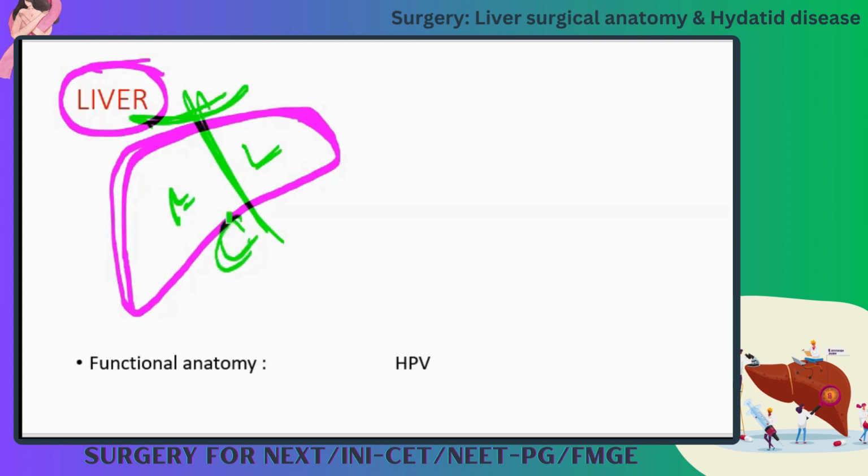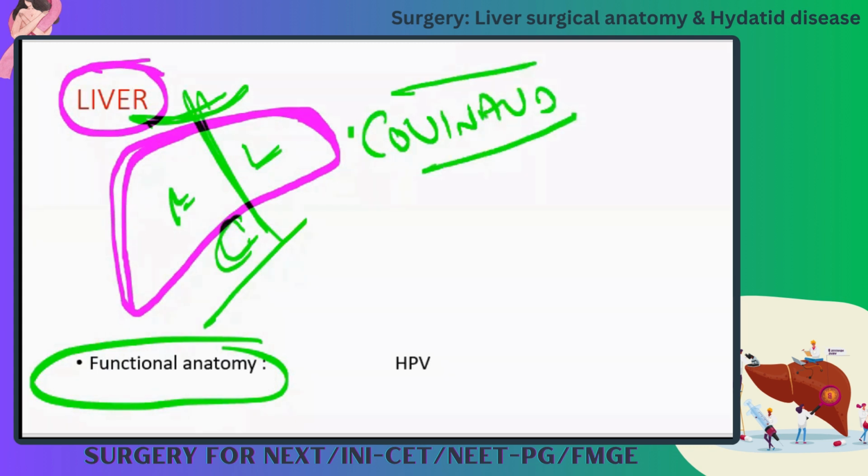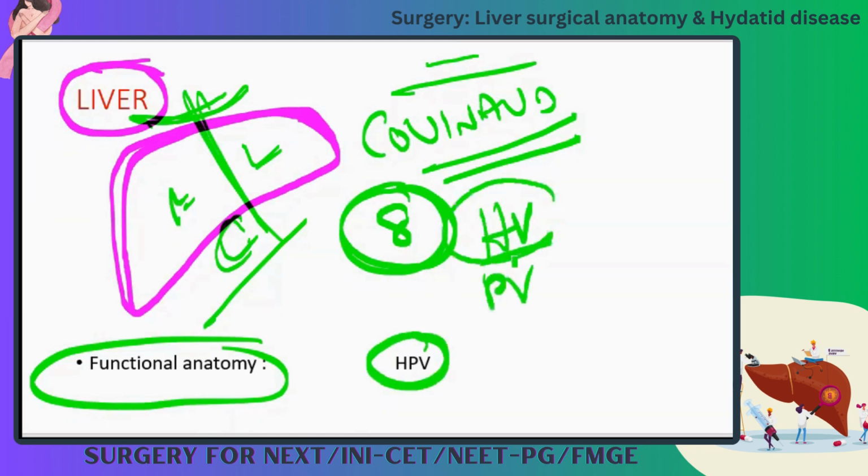This is clinical, but functional anatomy-wise, what you told is correct. Functional anatomy was proposed by a Frenchman known as Couinaud. So we have to remember his name, Couinaud. Couinaud has given the functional anatomy of the liver. He has divided the liver into 8 segments with the help of 2 structures. That is HPV. Remember, hepatic vein and portal vein. Because with the help of these 2 structures, he has divided the liver into 8 segments. Clear? Remember HPV because they will ask you.